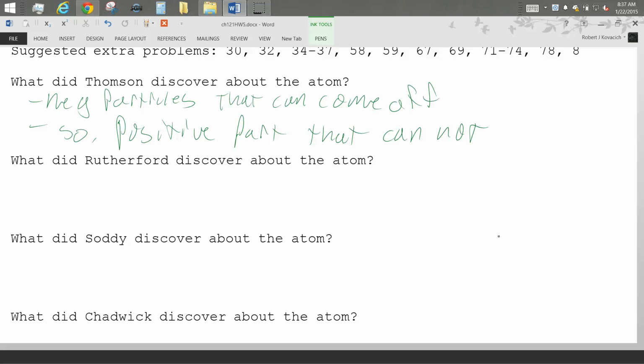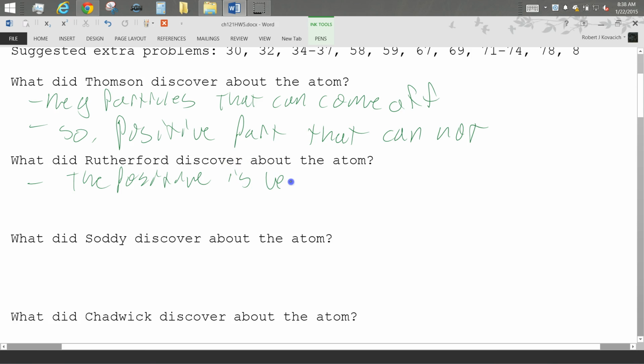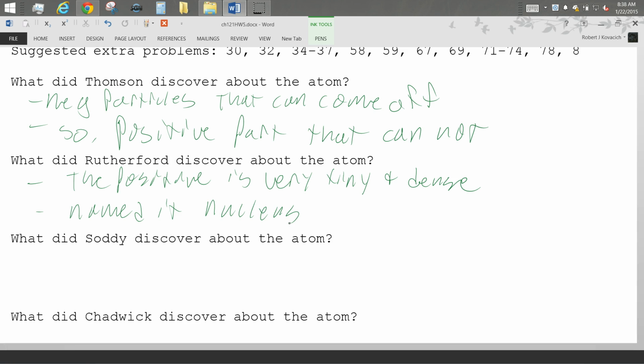So there was a very small positive. That the positive that Thomson had figured out is very tiny and dense, and so he figured out that all of that positiveness was collapsed down into a tiny, tiny center that is very, very dense. They already knew it had to be positive because they already knew the electrons were negative.